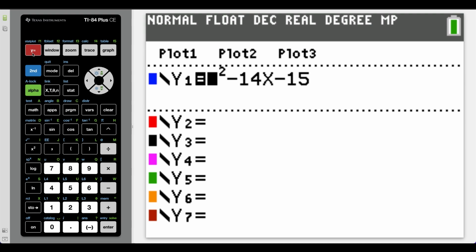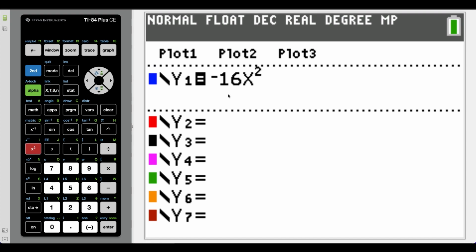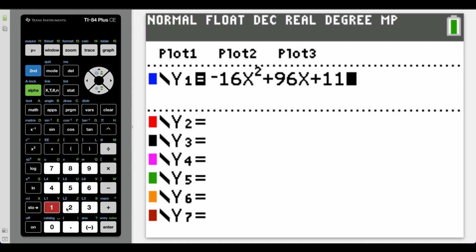So we could go over to the y equals screen here and just type this in. So what we have is negative 16, and we're going to use x squared here because that's the mode the calculator's in right now, plus 96x and then plus 112. Now, when we write our answer later, we could talk about things in terms of t, but the calculator won't mind if we use x.